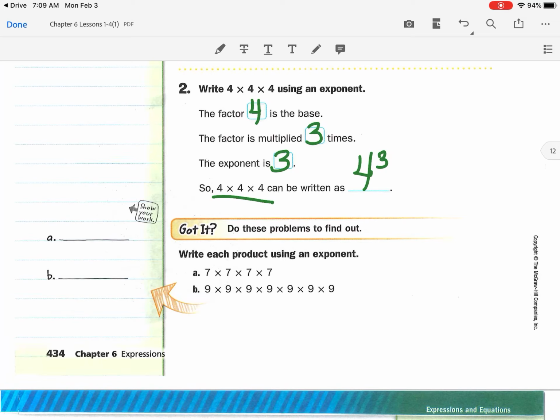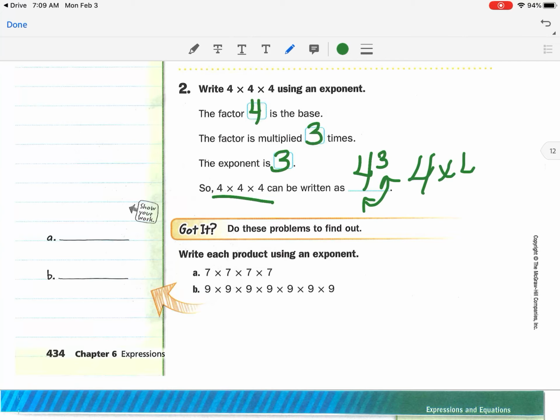Okay, moving on. Let's take a look at these examples. Pretty easy, right? As long as you do not multiply your base and your exponent. You have to know that this is 4 times 4 times 4. It is not 4 times 3. No, no, no.